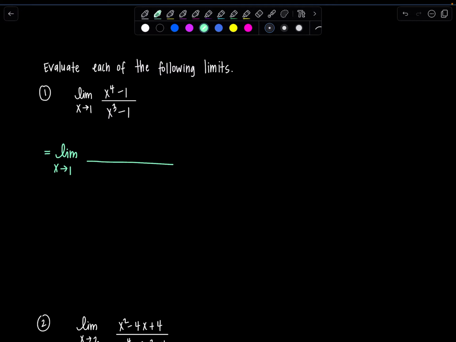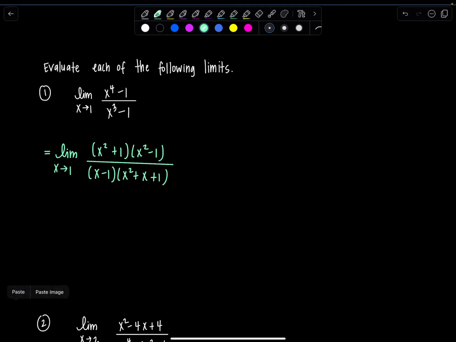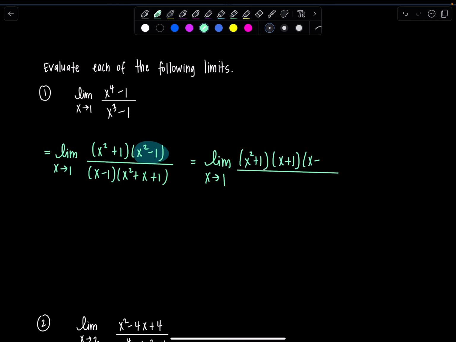This is the limit as x approaches 1. The numerator is a difference of squares, so it factors into x squared plus 1 times x squared minus 1. And then the denominator is a difference of cubes, so it's going to factor into x minus 1 times x squared plus x plus 1. Now, we didn't completely factor the numerator because x squared minus 1 is a difference of squares, so that factors further. So we got to keep it going. In the numerator now we have x squared plus 1 times x plus 1 times x minus 1. Then we have x minus 1 down here, times x squared plus x plus 1.